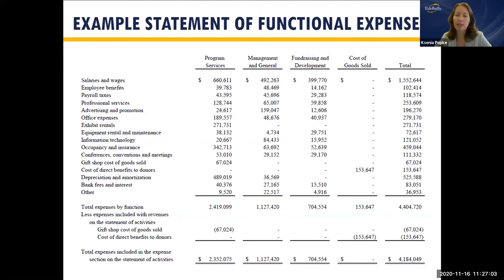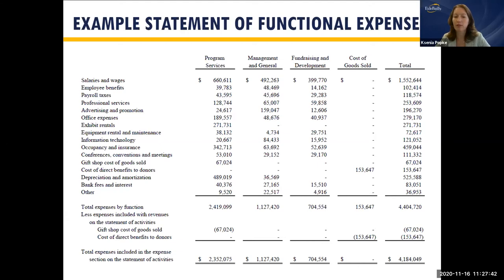As far as the presentation of these natural categories of expenses, they more or less mirror the 990. The 990 has required you to present a statement of functional expenses for a long time. FASB and GAAP are now catching up because two of these documents, your financial statements and the 990, are very closely tied and present the full picture of your organization. This information is not required to be presented as a separate statement. A lot of not-for-profits have chosen to do so.